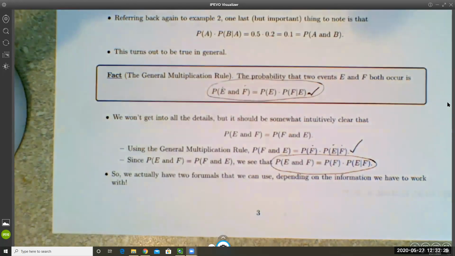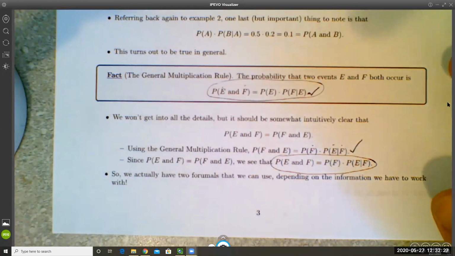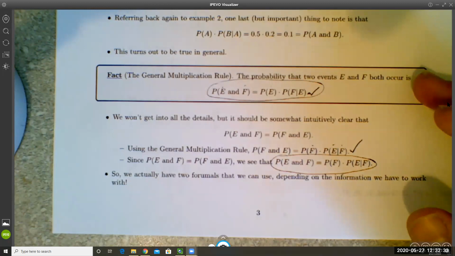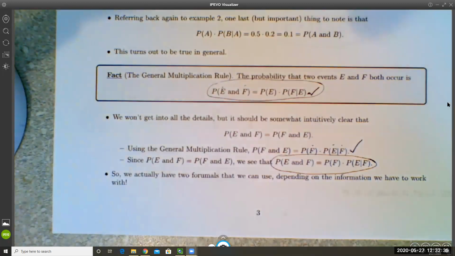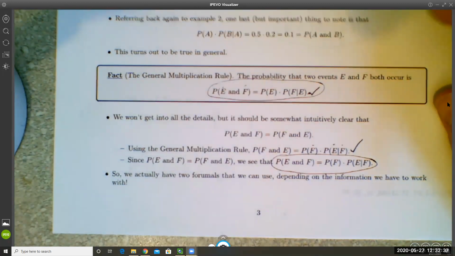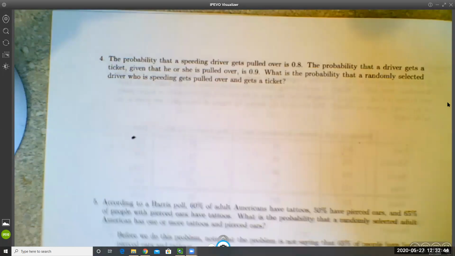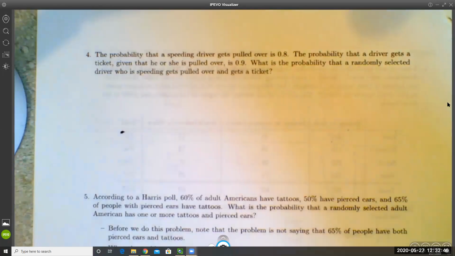This is good news for us because it gives us more tools to work with if we're trying to solve a problem. And the more tools you have, the better, right? The more problems you can solve. So let me give you an example of these formulas in action.